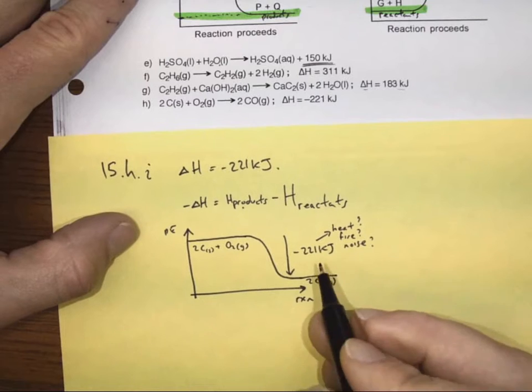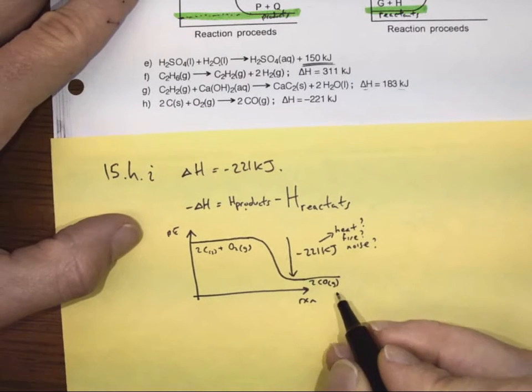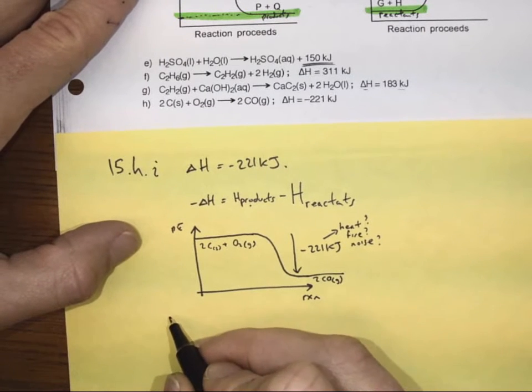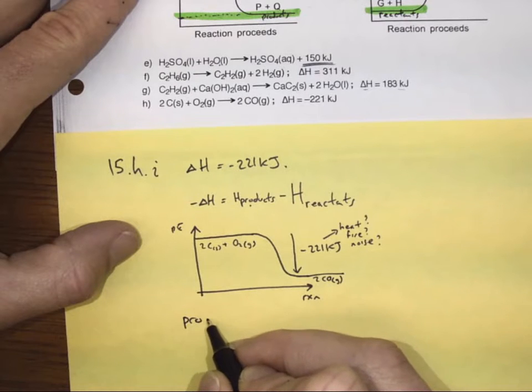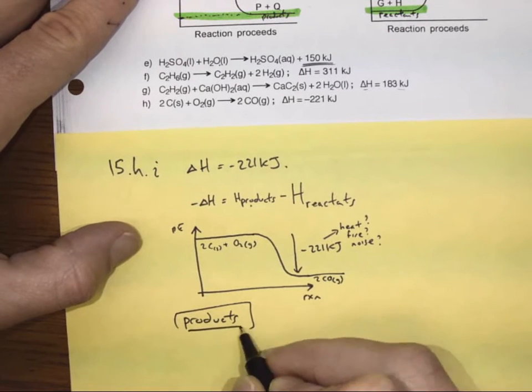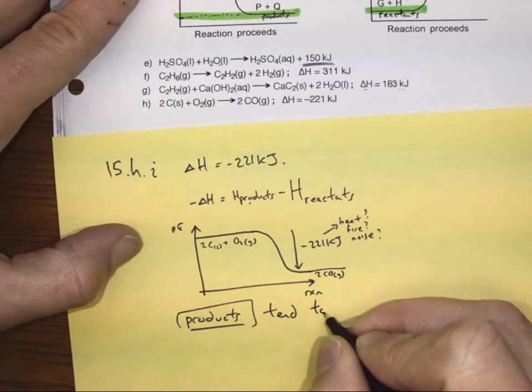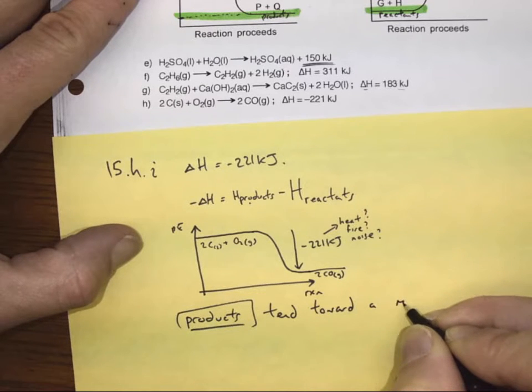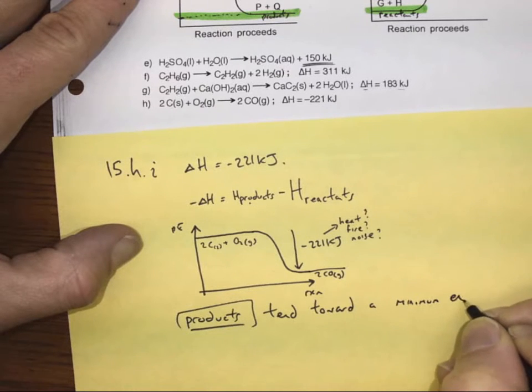And so we see the products here have a smaller enthalpy. So the products tend toward a minimum enthalpy.